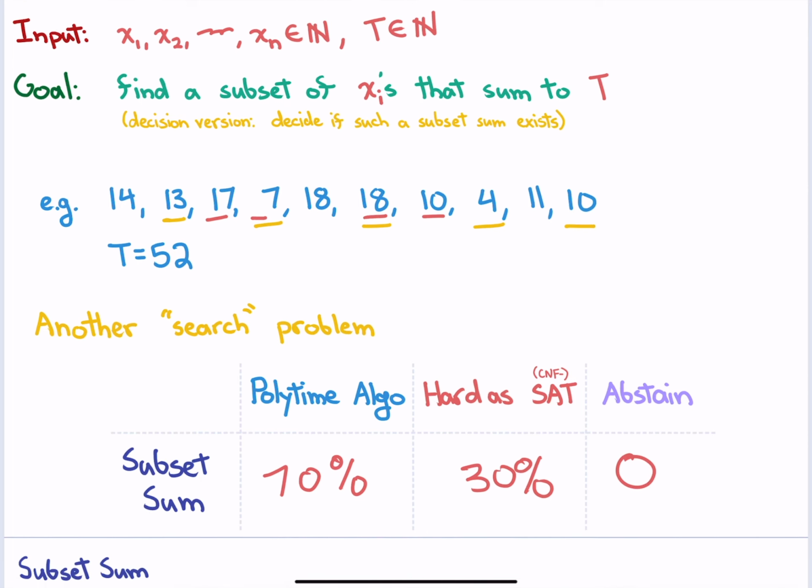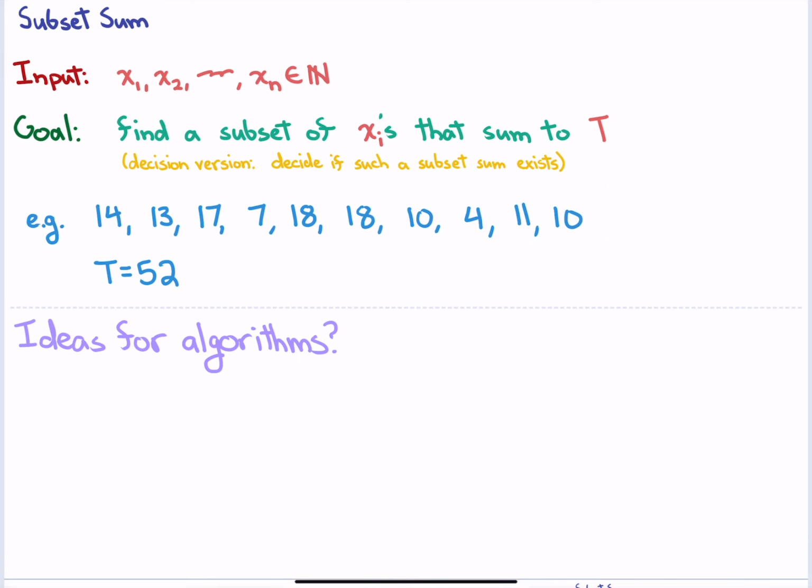Okay, so we're going to try to take the LeetCode approach first. If I wanted to do an algorithm for subset sum, what are some ideas? Just high level ideas or buzzwords or anything. Okay, so maybe something like a digit by digit style thing.